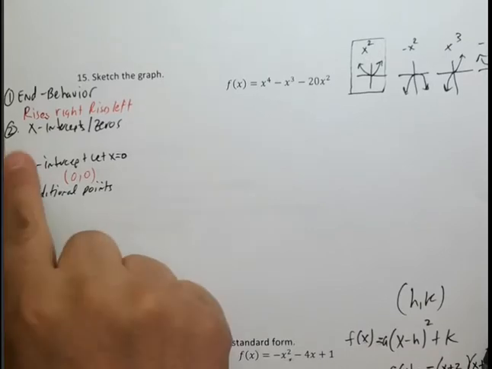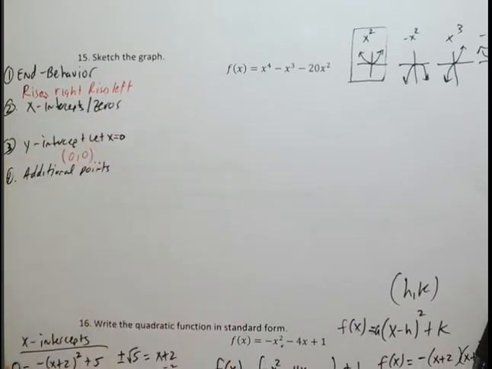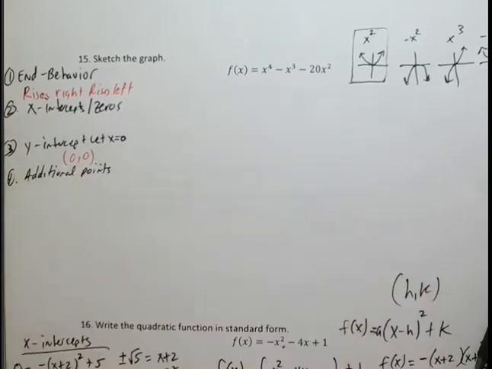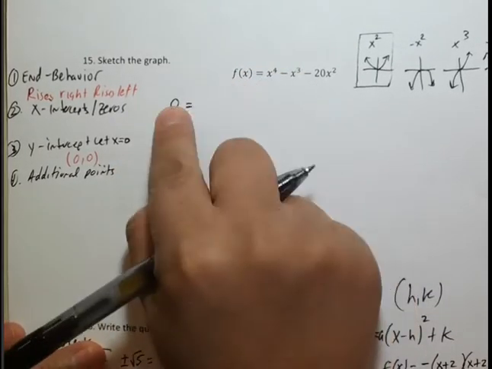For number 2, X-intercepts or zeros, you have options. You can try to factor, or you can use synthetic division with the possible zeros. Since they all have at least an x in common, I would try to factor first, because it might be easier. Either way, we let y equal 0.